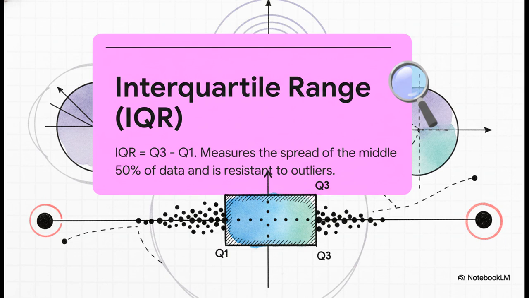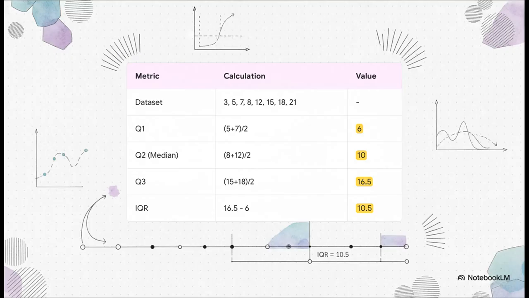Now, this number is super powerful because it tells you the spread of the middle 50% of your data. And here's the key. Because it completely ignores the bottom 25% and the top 25%, it's not thrown off by super high or super low values, what we call outliers. Let's just walk through a quick example to make this real.